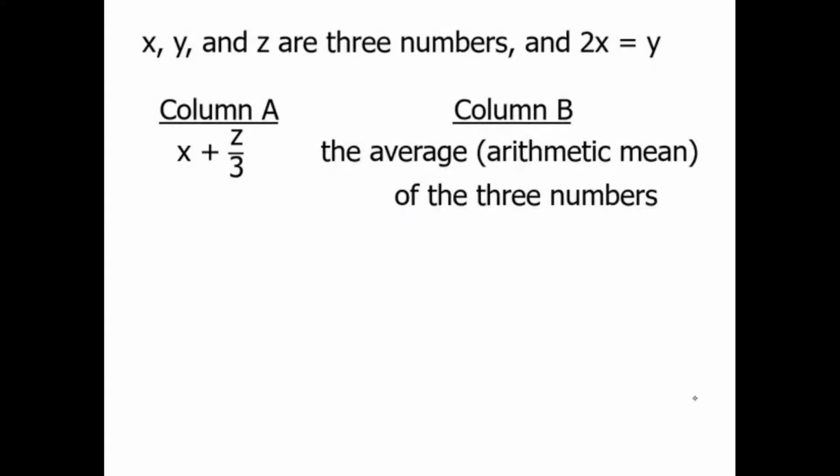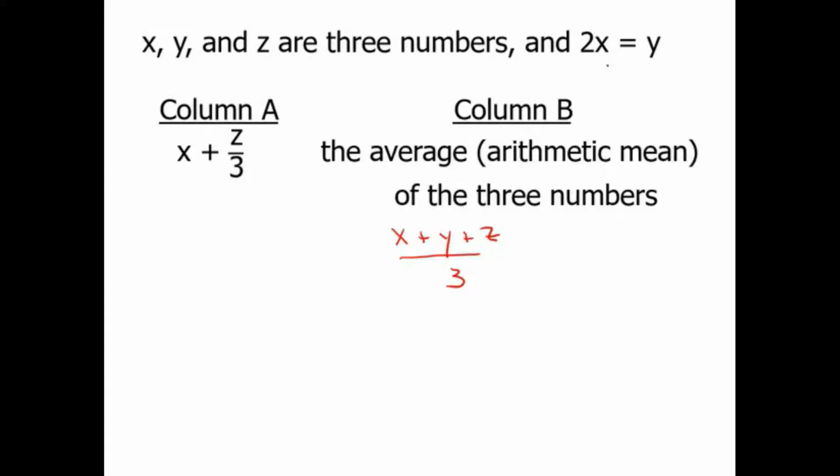So we have 3 variables. We don't know much about them, but we are given this relationship that 2x equals y. And so we want to compare this expression to the average of the 3 variables. Well, let's think about that average. Of course, that average is x plus y plus z over 3. That's what an average is.